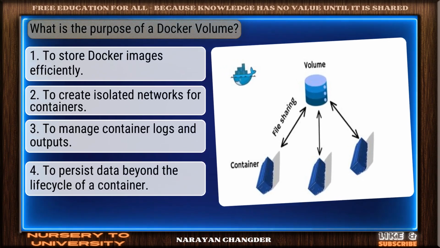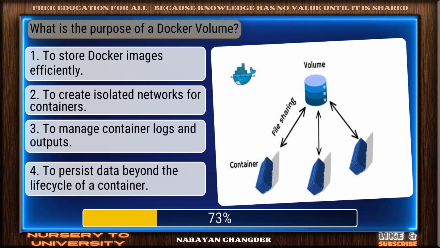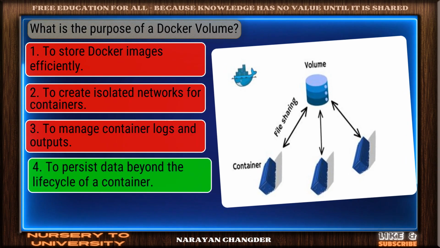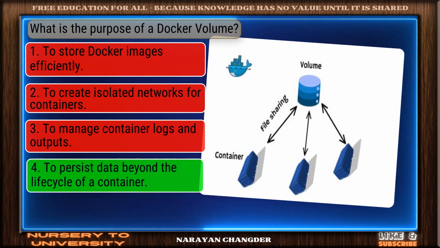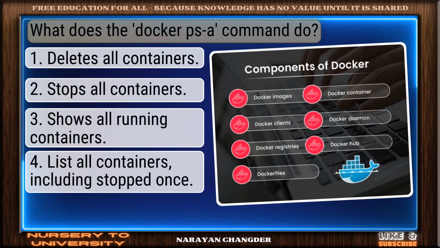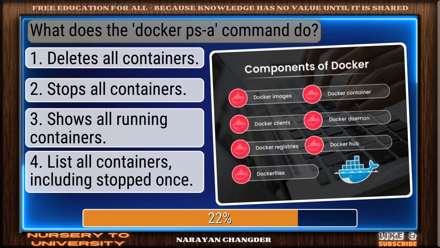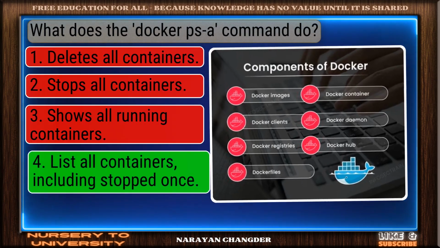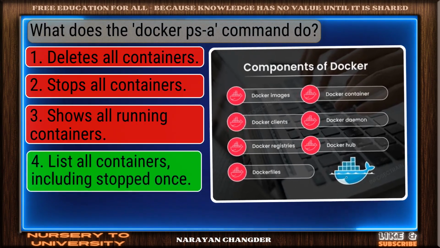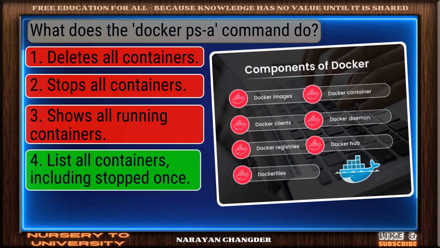Question number 1. What is the purpose of a Docker volume? You got it. Your choice, to persist data beyond the life cycle of a container, is right. Question number 2. What does the docker ps -a command do? You're right. List all containers, including stopped ones, is the correct answer.